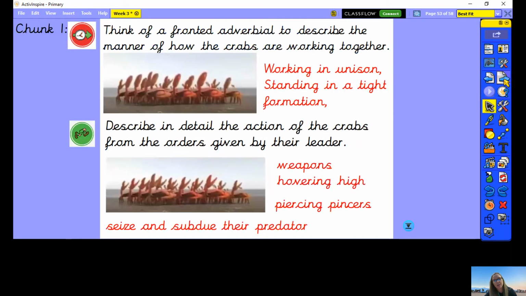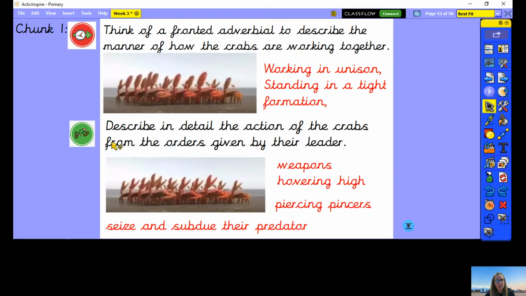So I'm thinking about this in 3 chunks really. You might start your final paragraph today by thinking about a front adverbial to describe the manner of how the crabs are working together. So how do those crabs work together to carry out the orders that have been set by their leader? Some ideas to help you start your sentences, you might use words like working in unison or standing in a tight formation. Those are some ideas that I came up with.